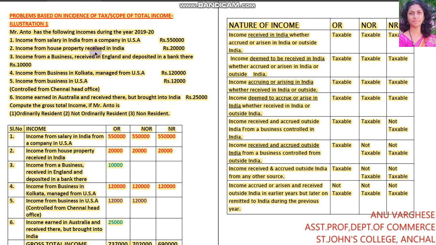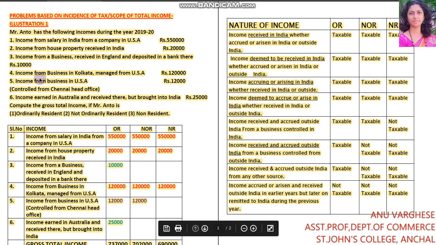Second one, income from house property received in India. That means income is received in India. So rupees 20,000 is taxable for three categories. You write 20,000, 20,000, 20,000. Now third one, income from a business received in England. That means received outside and deposited in a bank there. It is also deposited in a bank outside India. It's not in India. So it is taxable only for ordinarily resident. So you write 10,000 only in the ordinarily resident column.